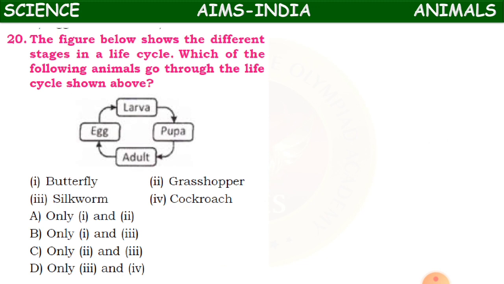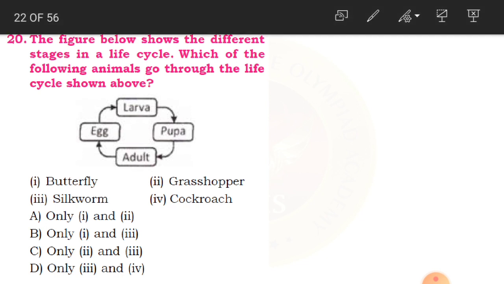The figure below shows the different stages in a life cycle. Which of the following animals go through the life cycle shown below? Here, see, children, this is the figure of a life cycle which is showing us different stages. The adult laying eggs, egg becoming the larva, larva becoming the pupa, the pupa becoming the adult. So these are the 4 stages of a life cycle. So we have to identify which animal or insect this belongs to.